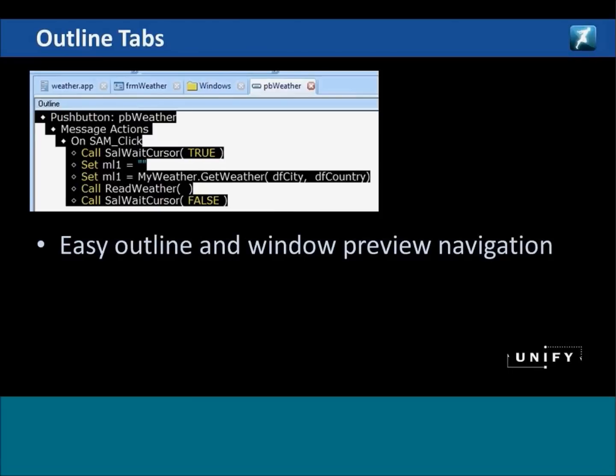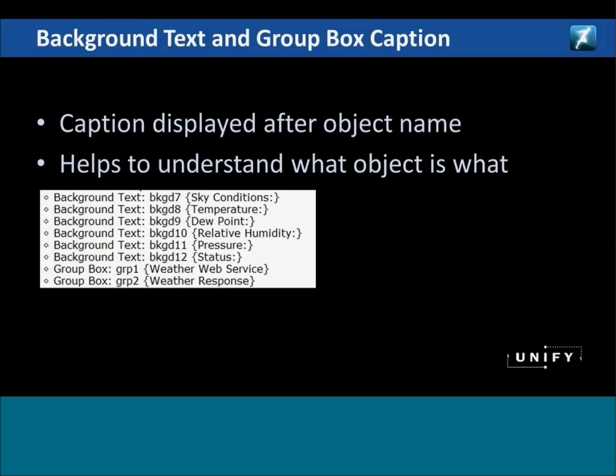The outline tabs, this is what you see here, are the several tabs at the top of the screenshot, where you can quickly navigate between high-level views of the outline, like window views, function views, or just a view of a single button, for example, like in this case. Background text and group box caption looks like this in the outline. Behind the object name, you get the object title or the object text content in curly braces, so you see what object this relates to.